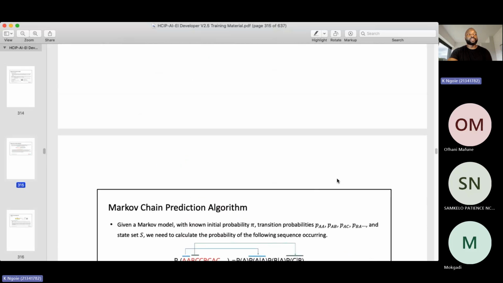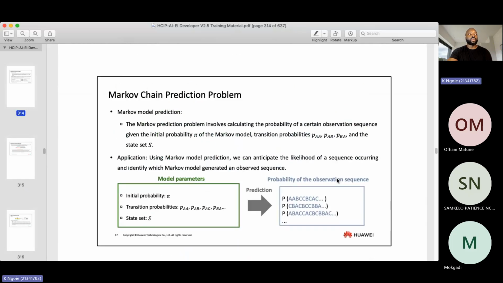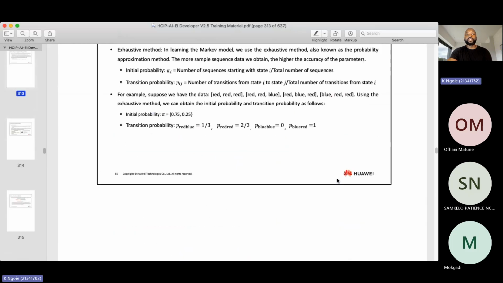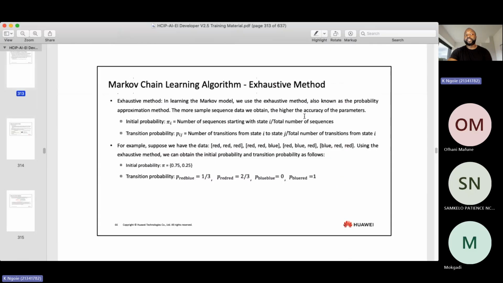So when we talk about the Markov chain exhaustive method, it means that when we're learning the Markov model, we use exhaustive methods, also known as probability approximation. So the more sample sequence data we obtain, the higher the accuracy of the parameter.